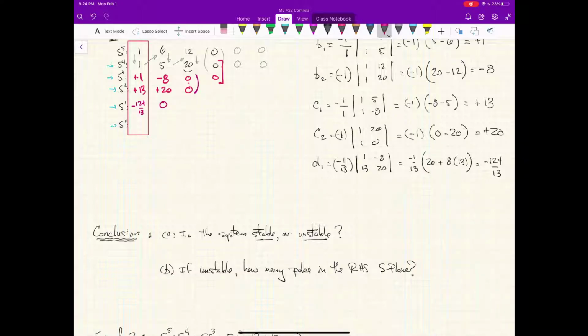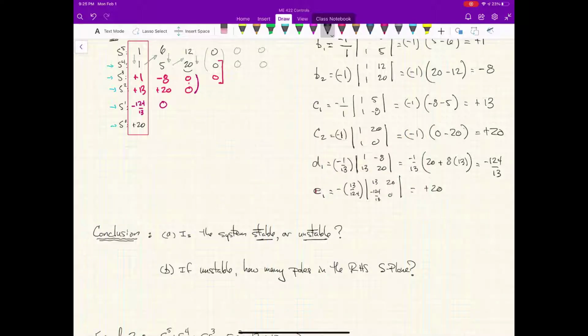So I'm left with just this last guy here on row S to the 0, and I'm going to call it the E1 term. E1 term is going to be minus 1 over the term above it, which is 13 over 124, times the determinant of what's above it, which is 13, minus 124 over 13, and then 20 and 0. Okay. And I did the math on that already here, and so I get plus 20. So this guy here is plus 20.